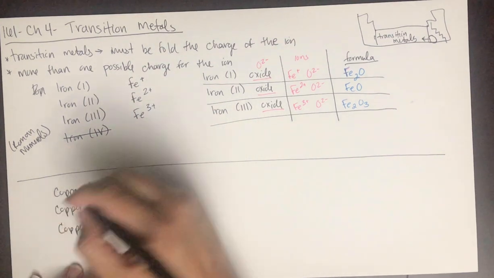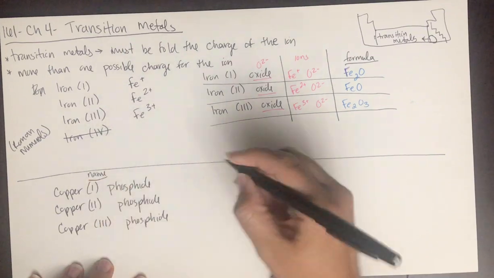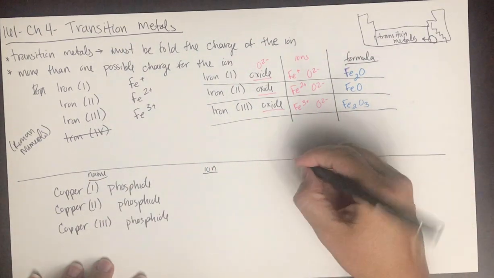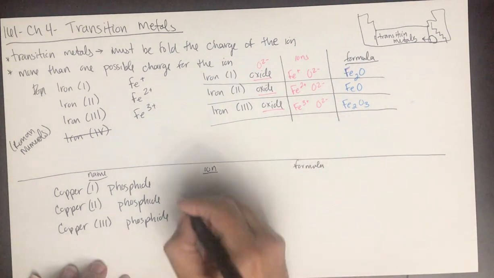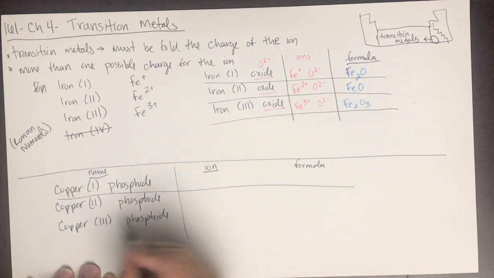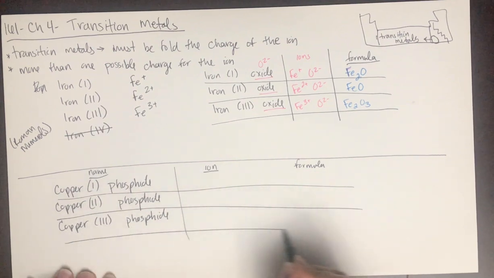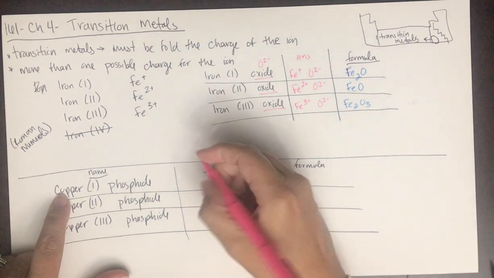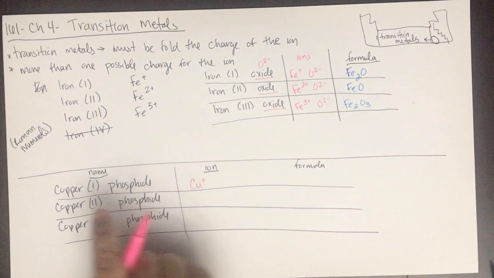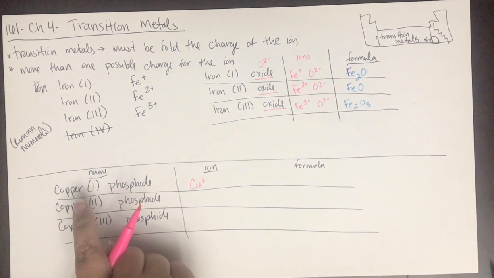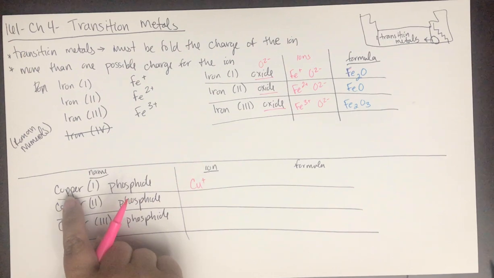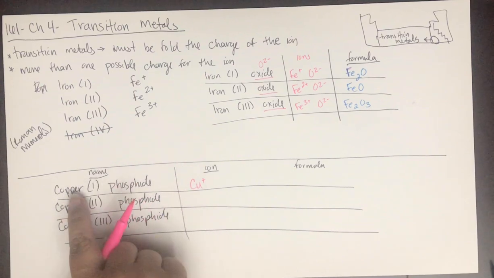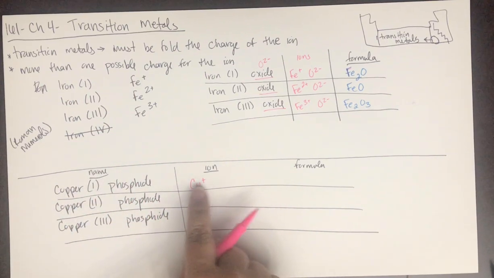So here is the name. I'm going to make a column for ions. You don't need this, but it's just going to help us get the formula. Okay, so copper 1 tells us that this is Cu+. Copper is again another one, cuprous, which is the Latin word for copper. So copper is Cu, not Co. Co is cobalt. So Cu is copper. So this is copper 1, Cu+1. That 1 tells me the charge.